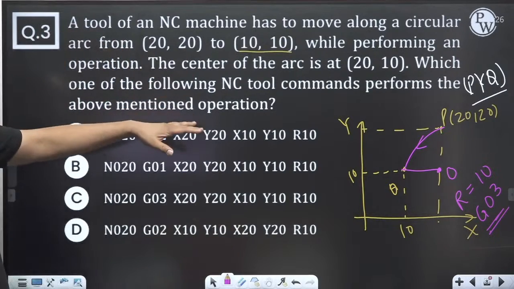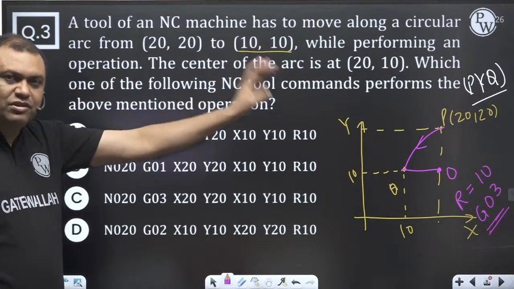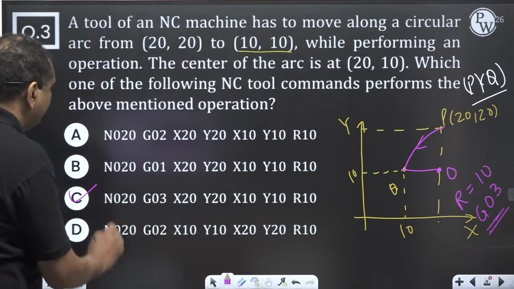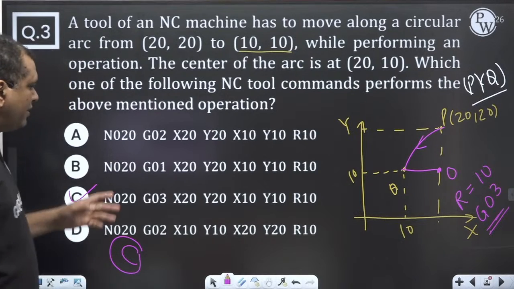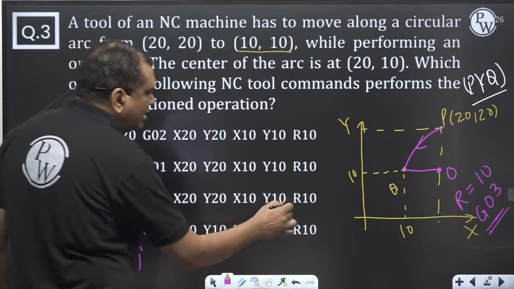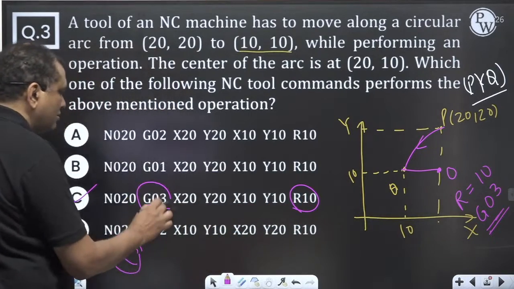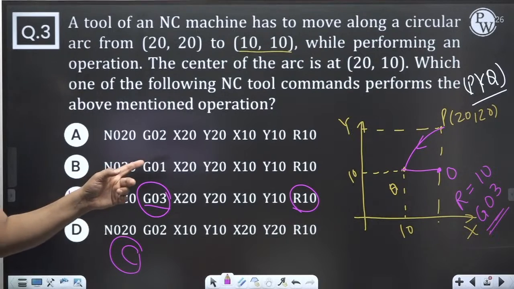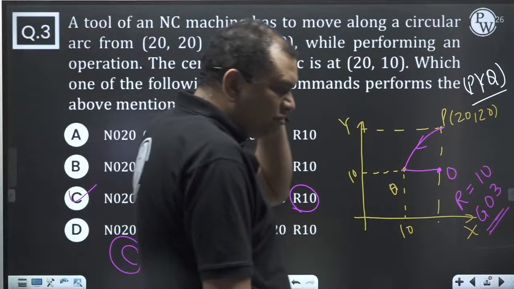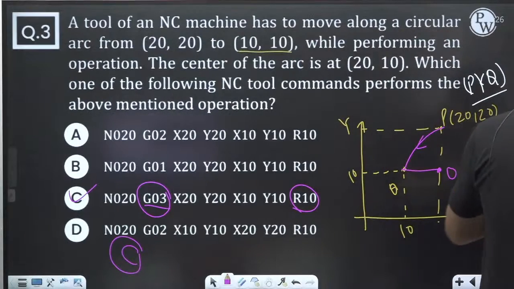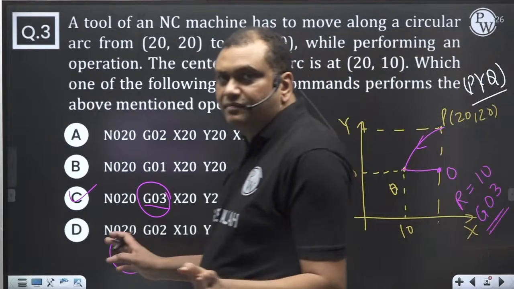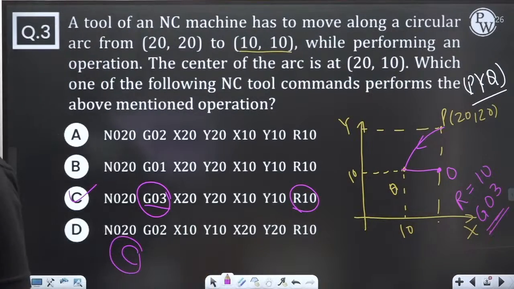So for such types of questions, you do the construction, and the code will come out automatically. So G03. Because only in option C, there is a G03 and R10. So as per the construction, only option C is available. It's a PYQ question. Question number 2 and question number 3 are PYQs. Okay. Easy one. So the first 3 questions were easy.